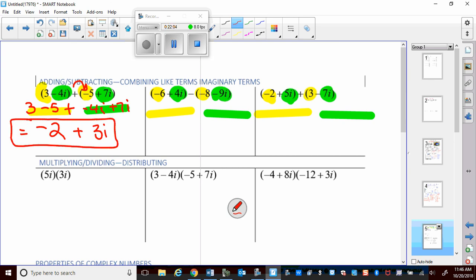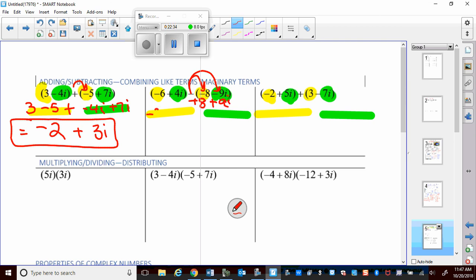Okay? Over here, negative 6 minus 8 plus 4i's minus 9i's. Is that correct? No. You made a mistake. I made a mistake. We need to be careful. In between, you need to change the signs. Because a negative and a negative is positive 8. Plus another negative and a negative is positive 9i's.